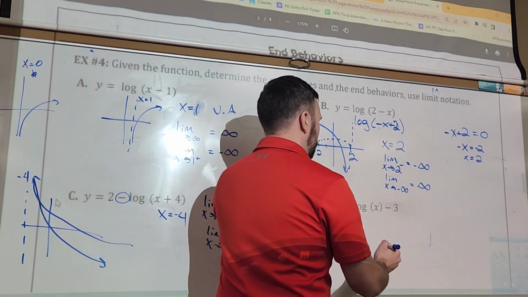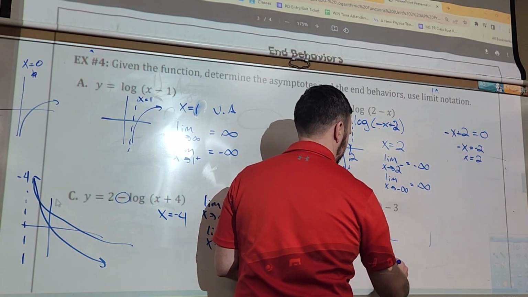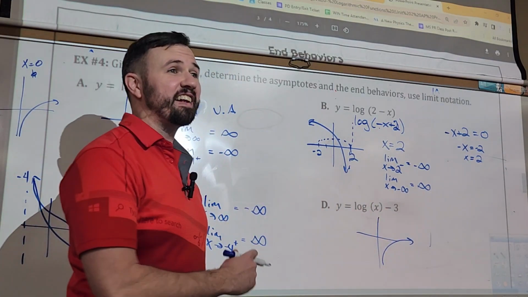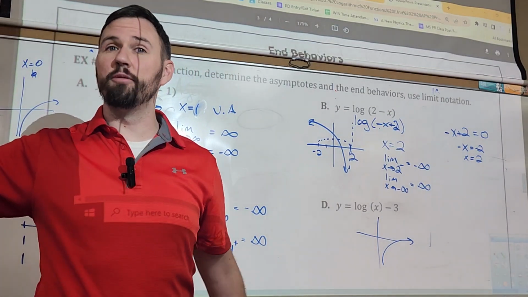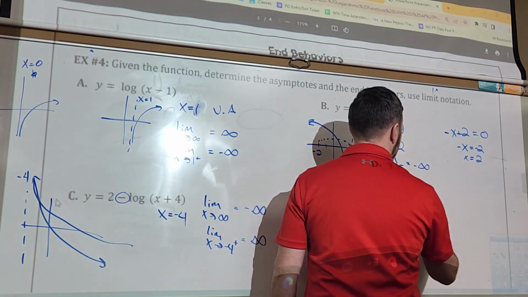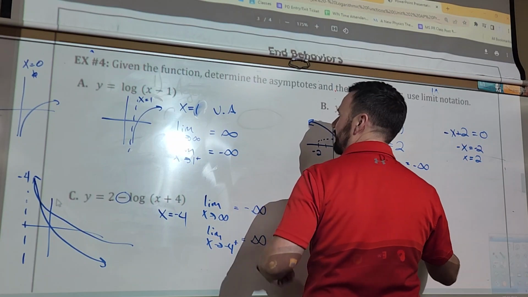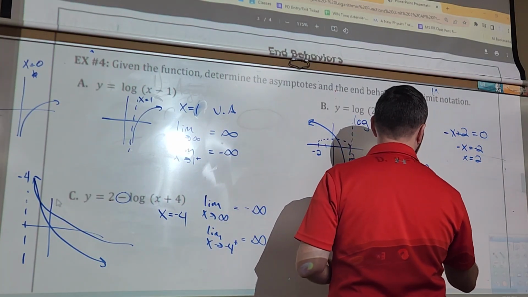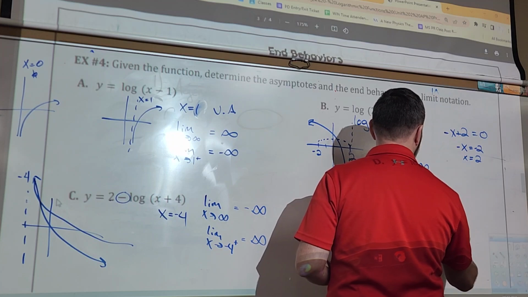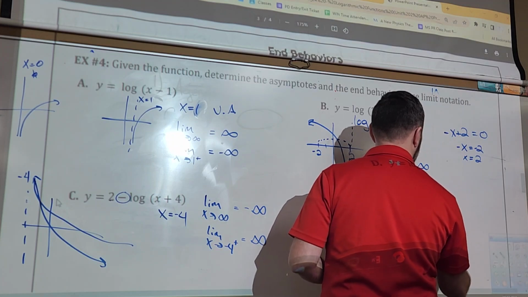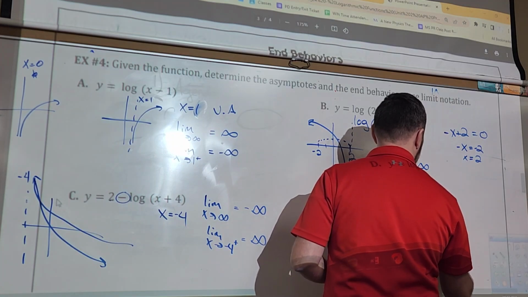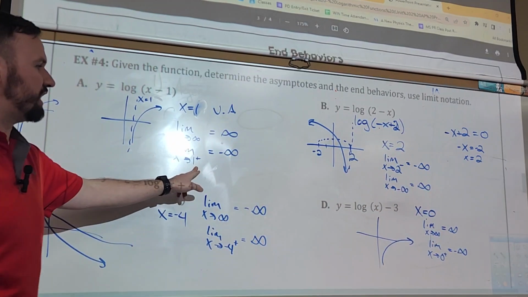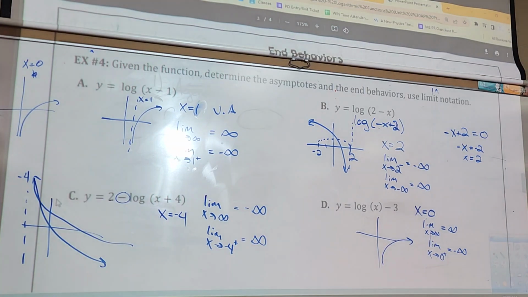All right. What's that minus 3 do to our graph? Does it affect anything else? Does it affect our asymptote? No. Does it affect our limits? Nope. So this is just good old-fashioned fun. It's just like this one, but we had to change. We're approaching 0 instead of 1.